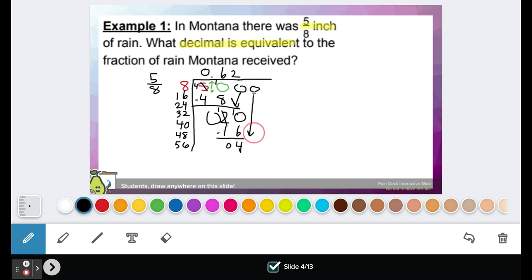I'm only going to add up to 3 zeros. That's all to where I want to stop at. So how many times can 8 go into 40? That's 5 times. So my decimal equivalent is going to be 0.625 thousandths. Remember, this is my tenths, this one's my hundredths, and this one is my thousandths. Okay, and let's move on to example number 2.